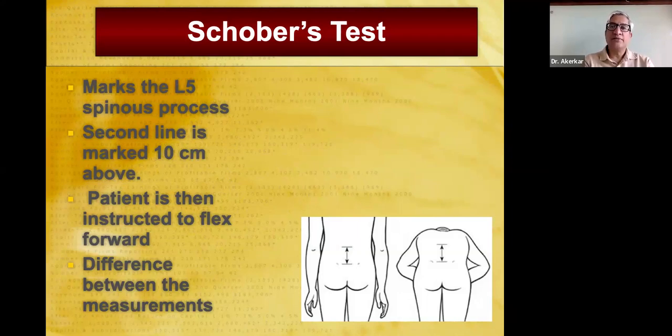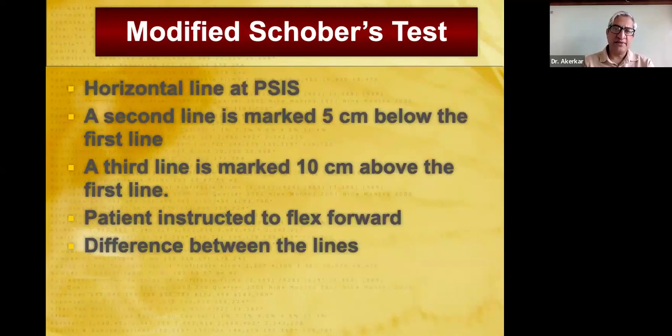So this is something that I'm sure all of you must be knowing, Schober's test. What we have to do: mark the L5 spinous process. The second line is marked 10 centimeter above. The patient is then instructed to flex forward, and you note the difference between the two measurements. If it is less than 5, it is significant.